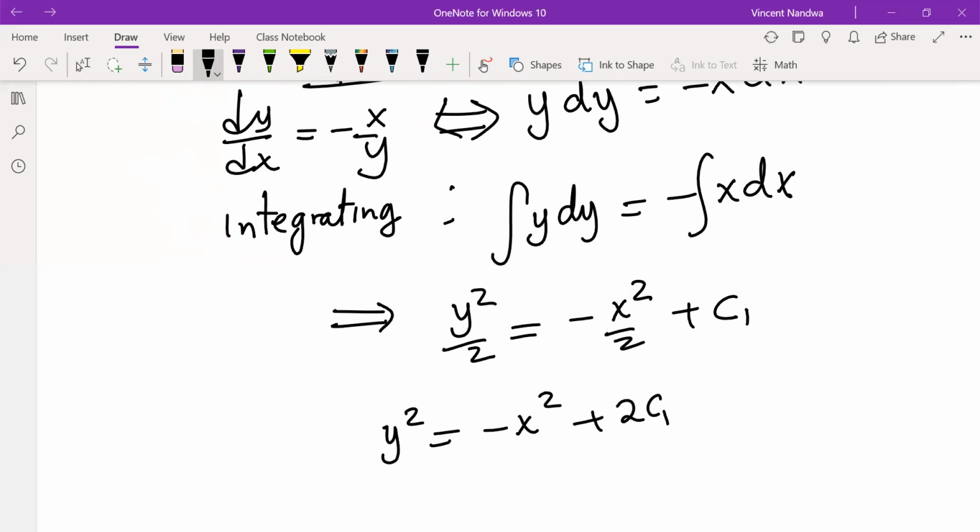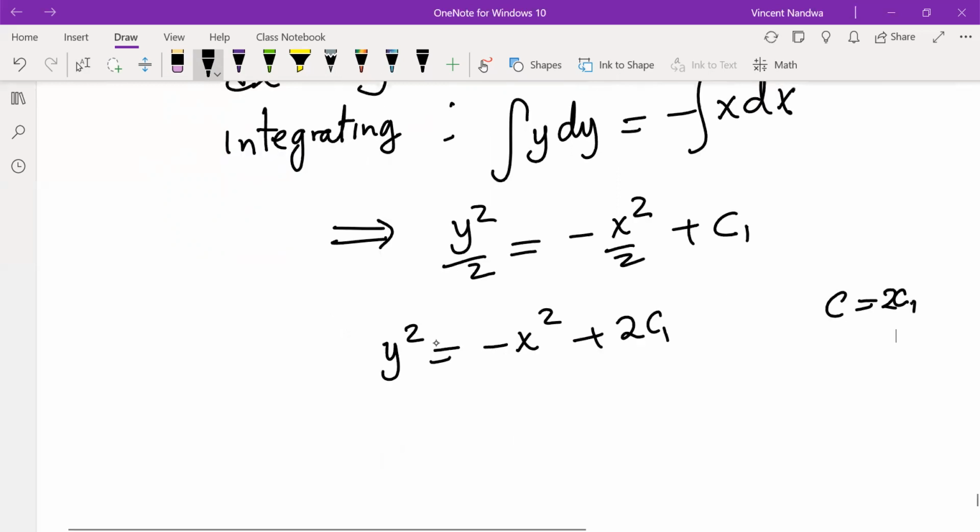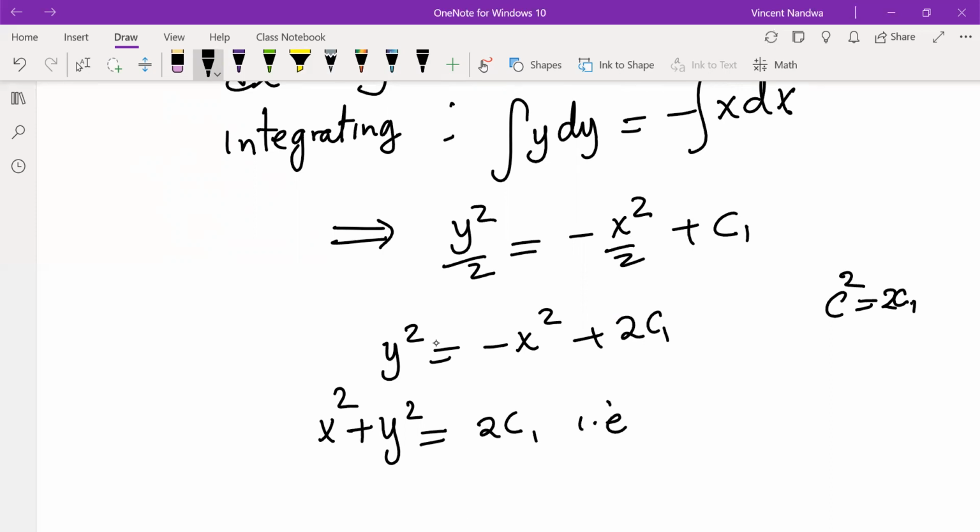I can write this as y squared plus x squared equals 2c1. So I can let this constant be just c squared, so that I have x squared plus y squared equals c squared.